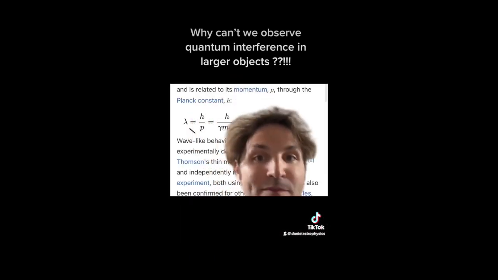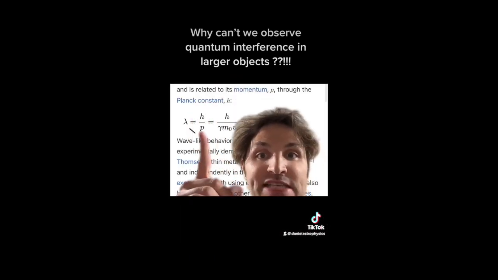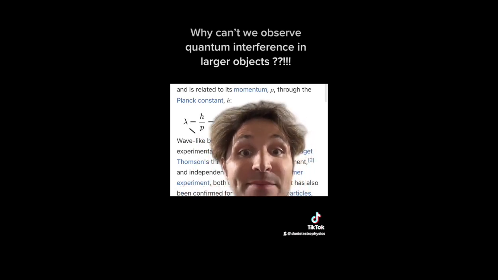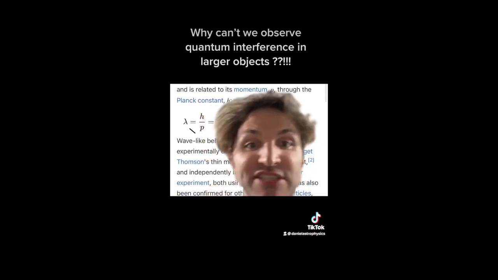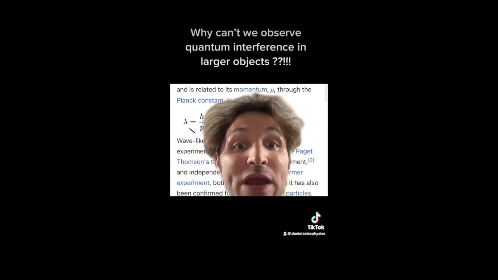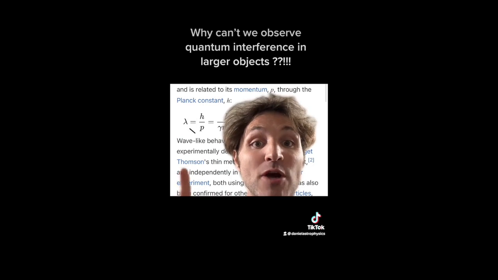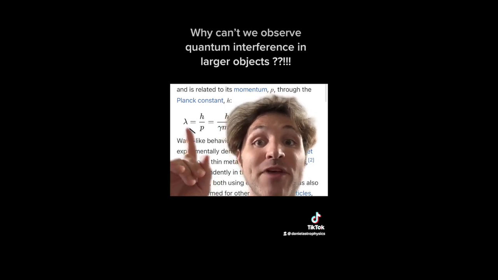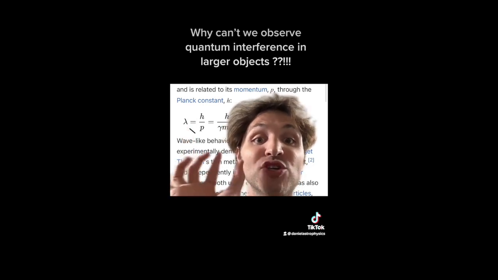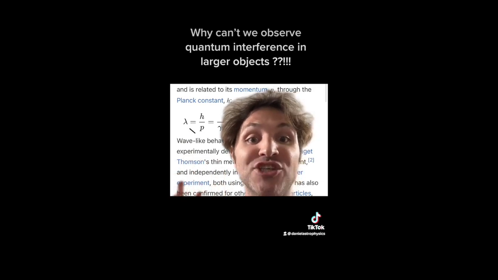The equation for the matter wave is behind me. Notice that the momentum is in the denominator. That means the more massive an object is, the smaller that wavelength is. We can actually use electrons as microscopes because we can diffract off of their matter waves. Their matter waves are so large, we can actually use them.